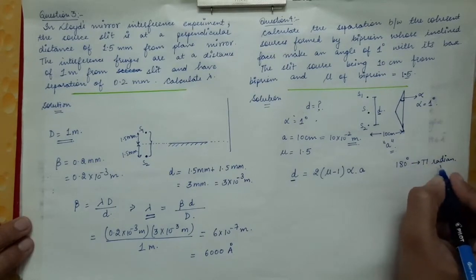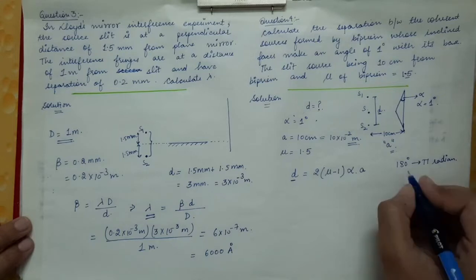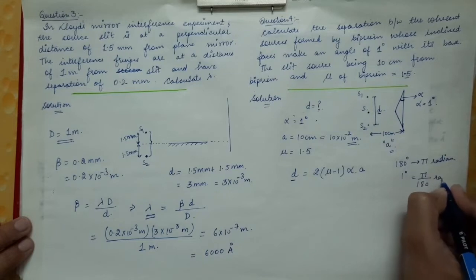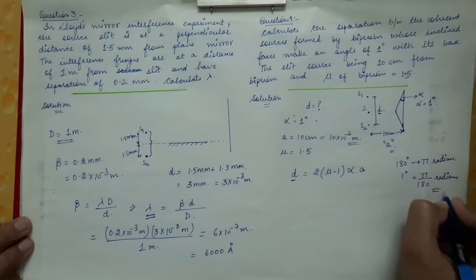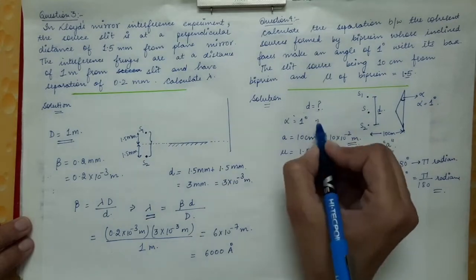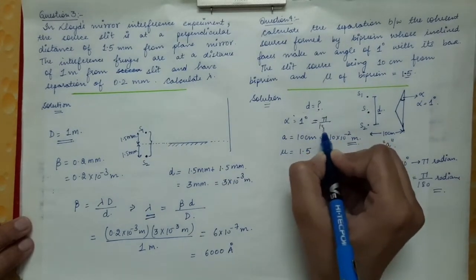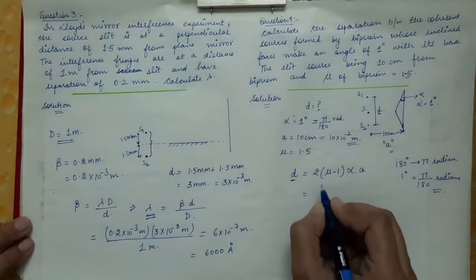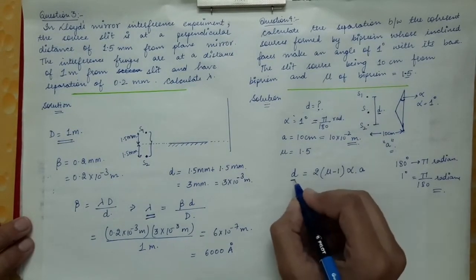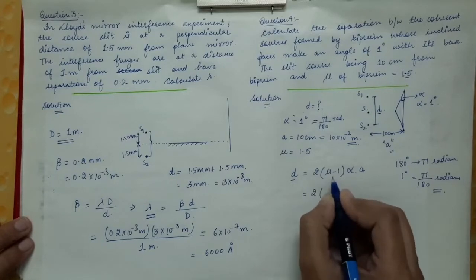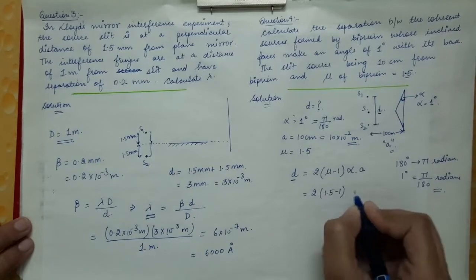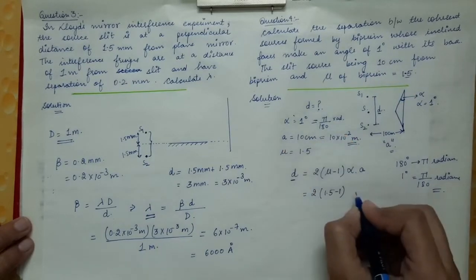So 180 degrees corresponds to pi radians, and 1 degree will be equal to pi by 180 radians. So alpha is equal to 1 degree, and it is equal to pi by 180 radians. So we will put all the values that we know. So small d will be equal to twice of mu minus 1. Now what is mu? It is equal to 1.5 minus 1, into alpha. So alpha is equal to pi by 180 into small a.